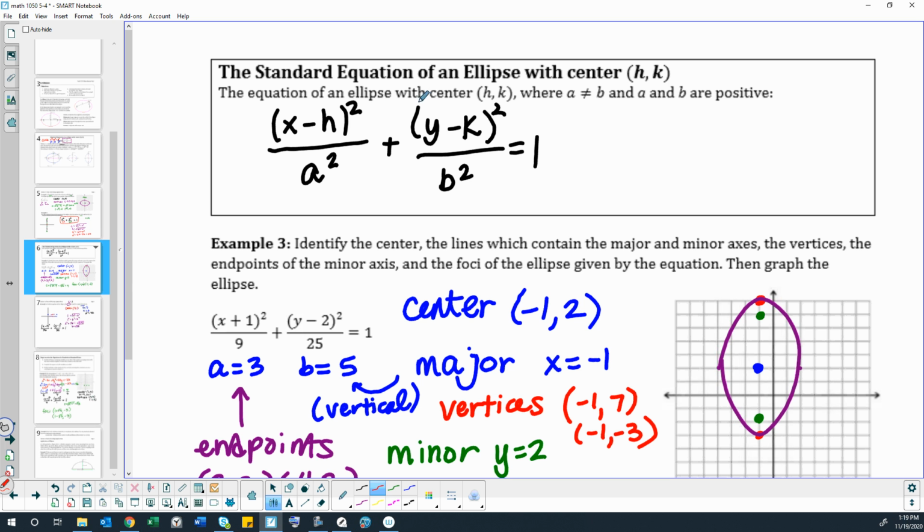So this is the same formula we just talked about, only we were talking about the center being at (0, 0), and now we're moving that center to a different location, (h, k). And a and b are always distances from the center of the ellipse, not from the origin of the graph.